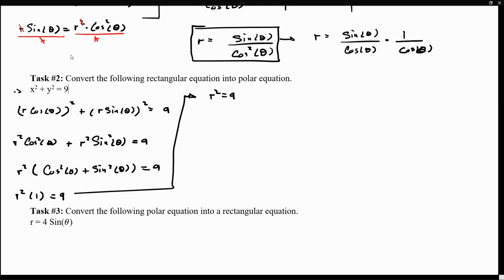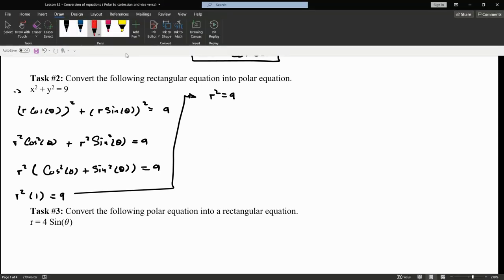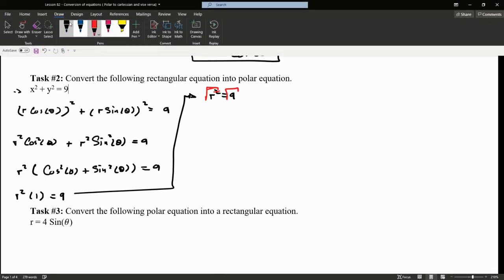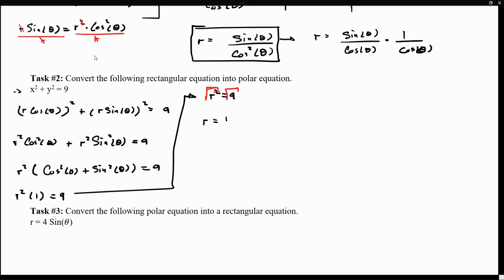And even though now we have r by itself, we have it to the second exponent. So therefore, we need to get rid of that exponent. So we take the square root, and now we have that r is equivalent to plus or minus 3. But now we have to be careful here, because which one do we choose? Do we choose r to be positive 3 or r equals negative 3? Well, r represents the distance from the origin, and distance is always positive. Therefore, r is equivalent to just 3.